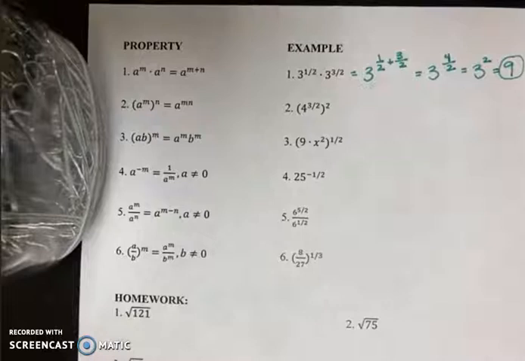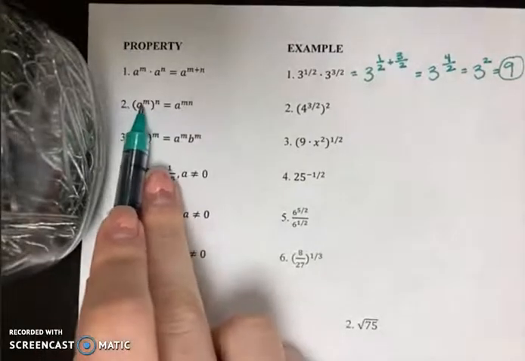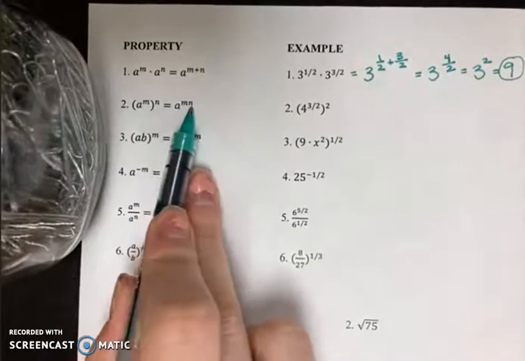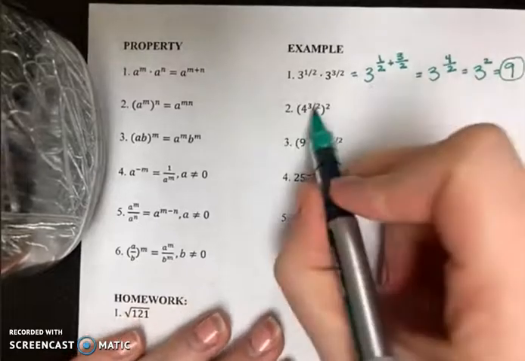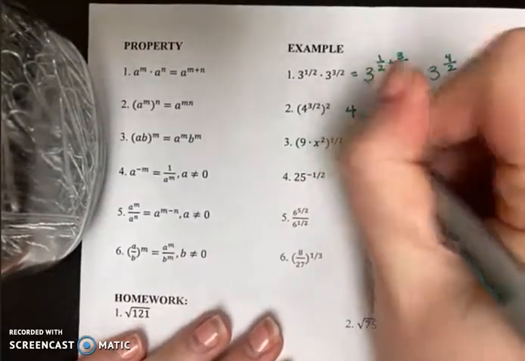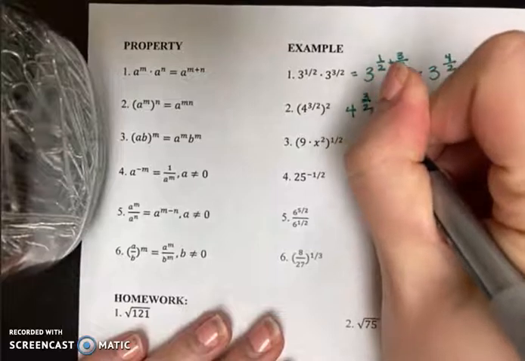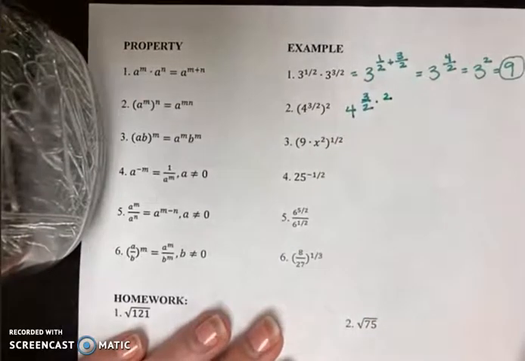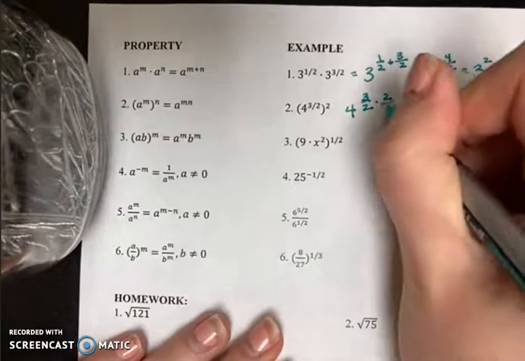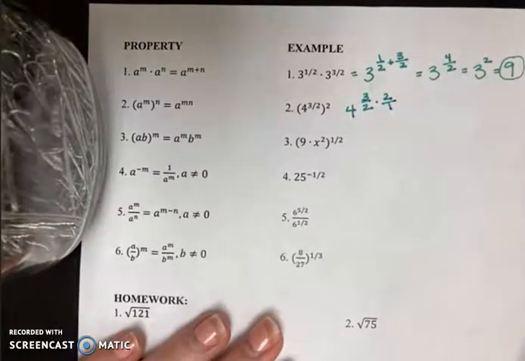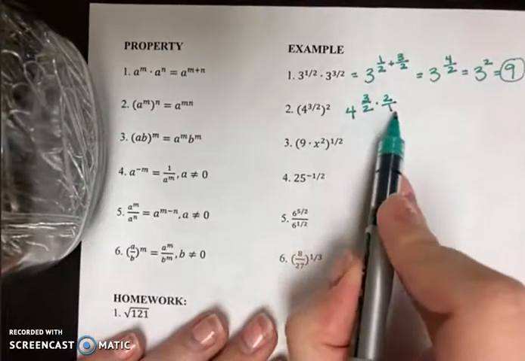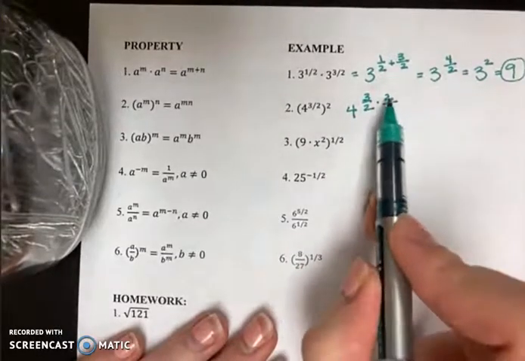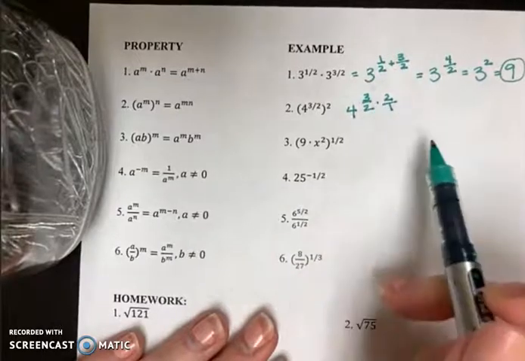The second property is referred to as the power to power property. Whenever you have a power raised to a power, we multiply those exponents. So over here, I have a power to a power. So really what I have is 4 to the 3/2 times 2. Or I can rewrite this as 2 over 1 if I like, because remember, when you multiply, you go across the top, across the bottom. I just want to make sure you understand that this 2 is in the numerator position.